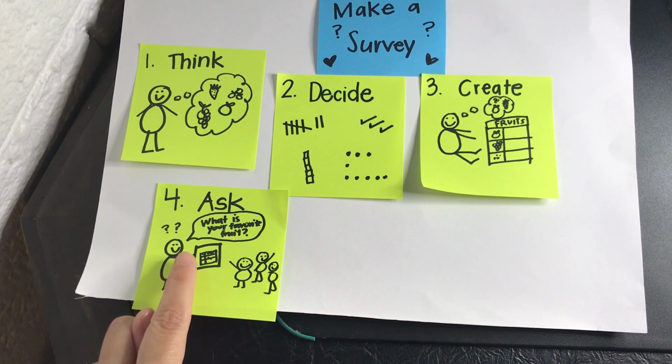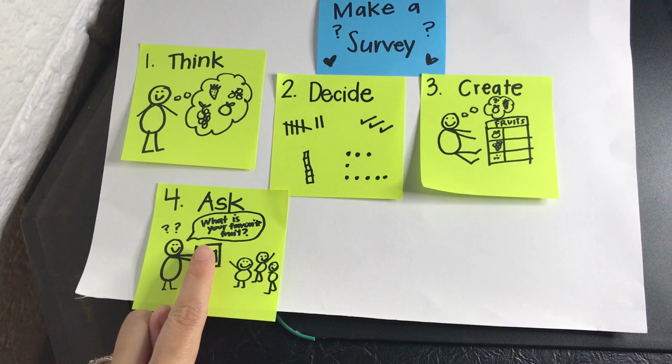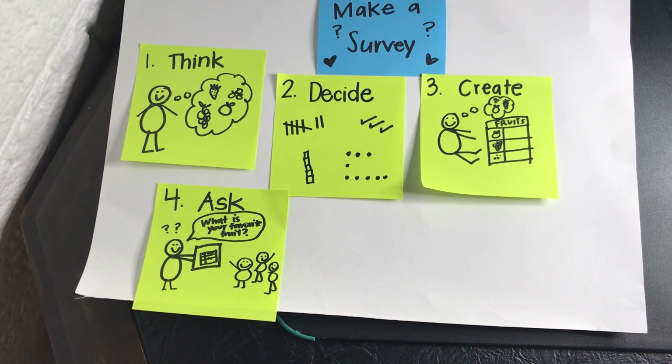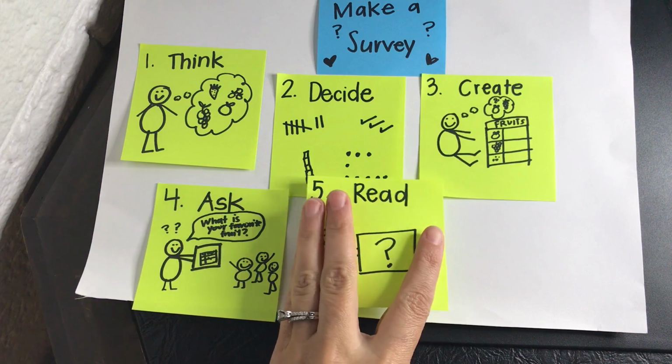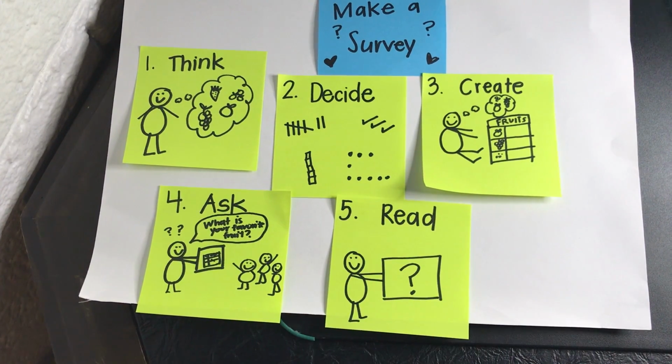And then write in how you're collecting your data. Maybe it's the tallies or the shapes. And after you ask, you read. What does your data show? Were there a lot of people who liked a certain fruit or toy or outside activity? Which one had the most or the fewest? Read your data to find out more information.